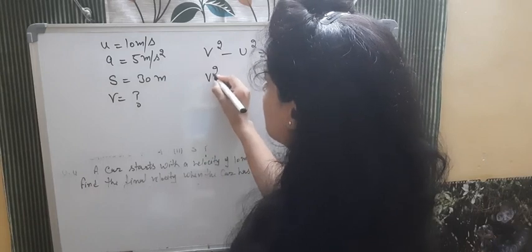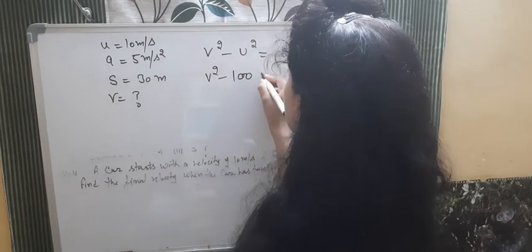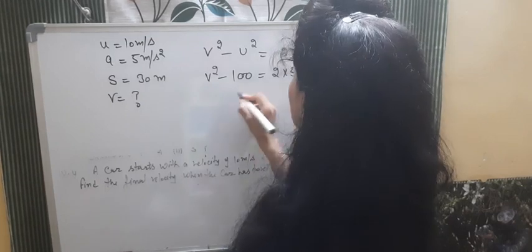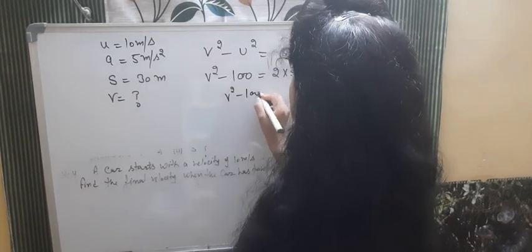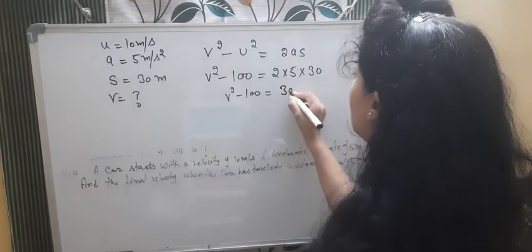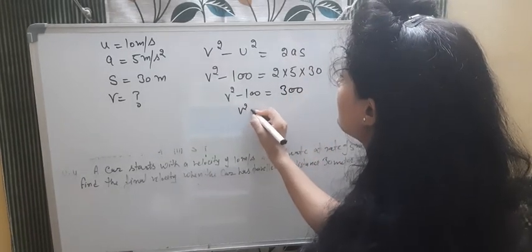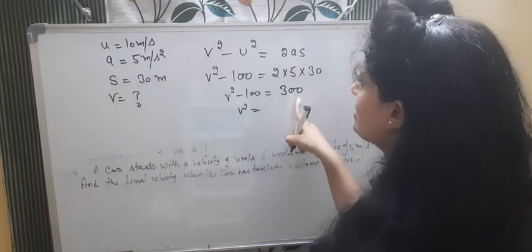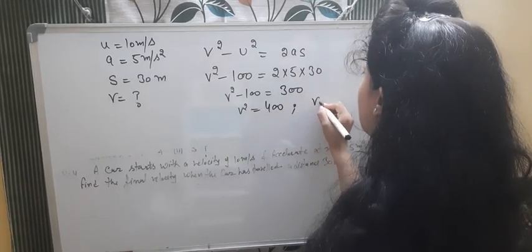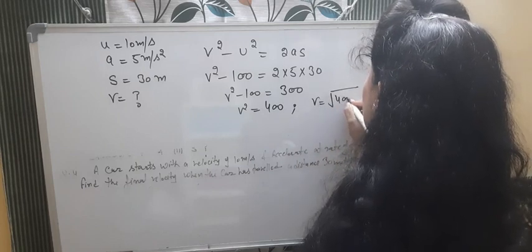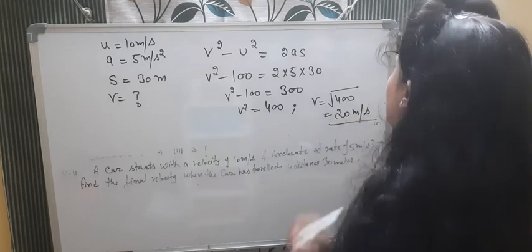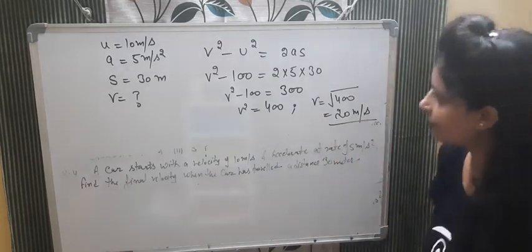V square as it is, minus U square 100, is equal to 2, A is equal to 5, S is equal to 30. Put these values. V square minus 100 is equal to 5 into 2, 10 into 30, 300. Now from here V square is equal to 300 plus 100 when 100 goes to this side, so it will be 400, and when you take the square root of 400 it will be 20 meter per second. So this will be your final velocity.